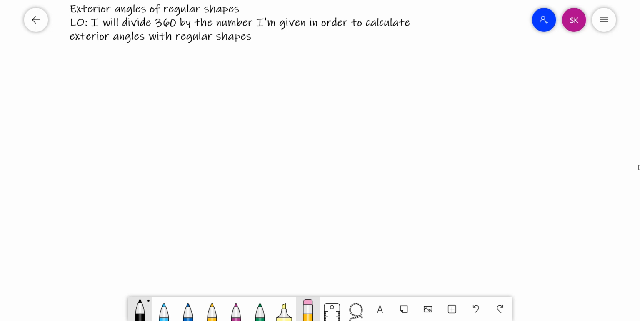Last lesson, we looked at two angle facts. Before I remind you what they were, I want you to write a title and the learning objective, underline them in purple pen, pause the video, and press play when you're ready for me to go through those facts.